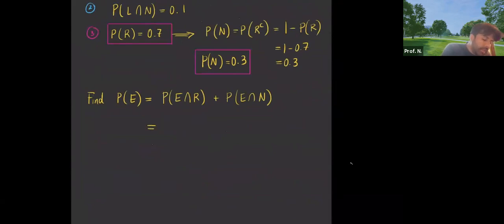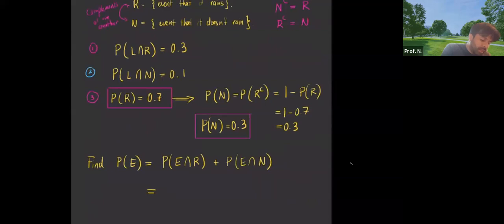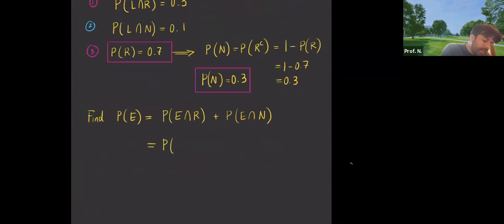So in reality, do I have this information? Do I have E intersect R? Do I have E intersect N? I don't. So then what do I do now? I have to find the probability that he's early given that it's rainy. What's the probability of that happening? That is multiplied by the probability that it's rainy, plus the probability that E intersect N, given N. So given that it's non-rainy, what's the probability of him being early, multiplied by the probability that it doesn't rain. This is the law of total probability.